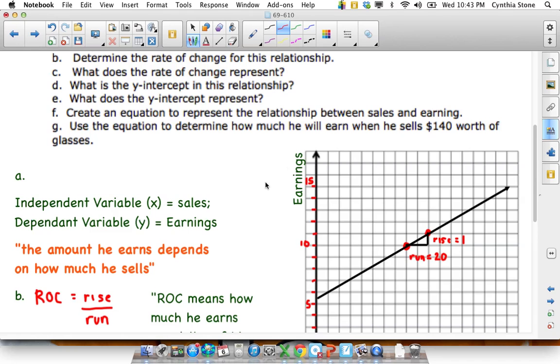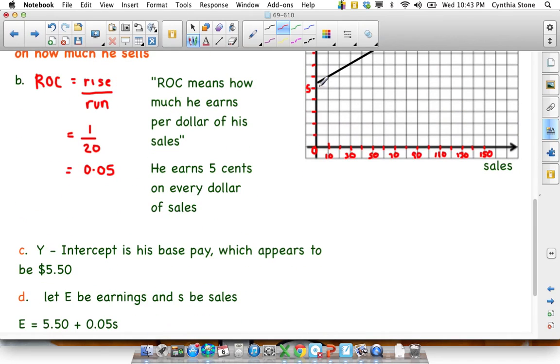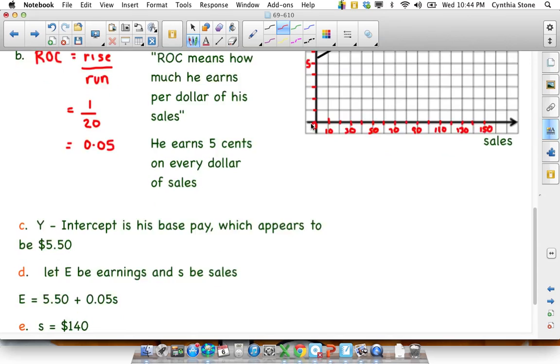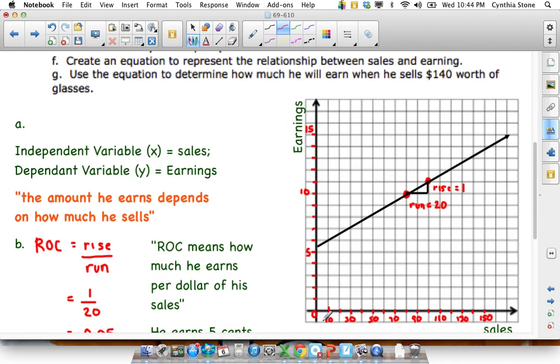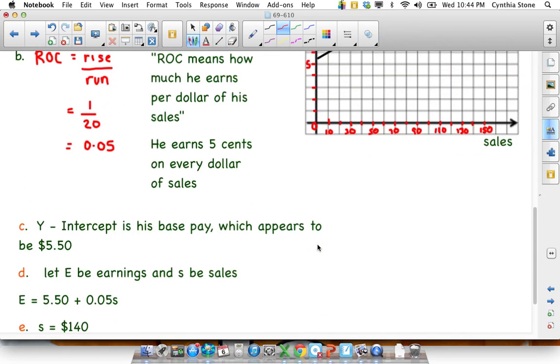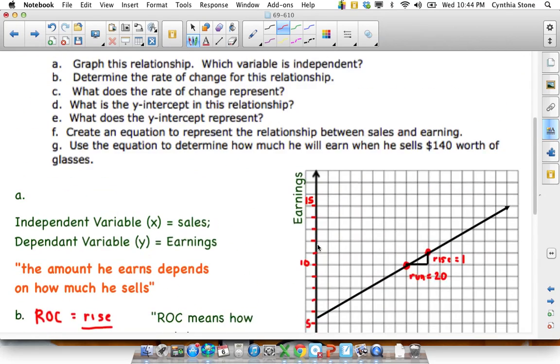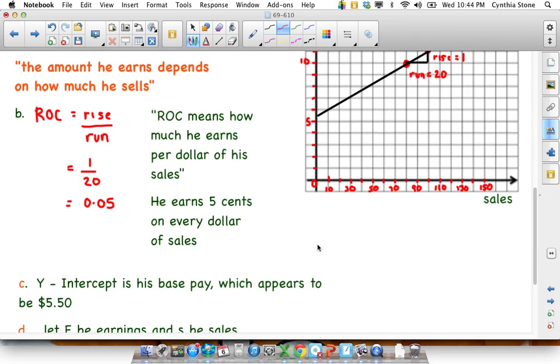D is what is the y-intercept. So the y-intercept is about 5.50, I figure. So that's 5, that's 6, so it's about 5.50. Maybe I'm off by a bit, but his y-intercept is his base pay. That's his starting pay. If he makes $0 in sales, he still makes $5.50, no matter what. And then he earns 5 cents on the dollar after that. I said it appears to be 5.50 because you're just reading it off the graph. It's not going to be perfect, but based on what we see, it looks like about 5.50.